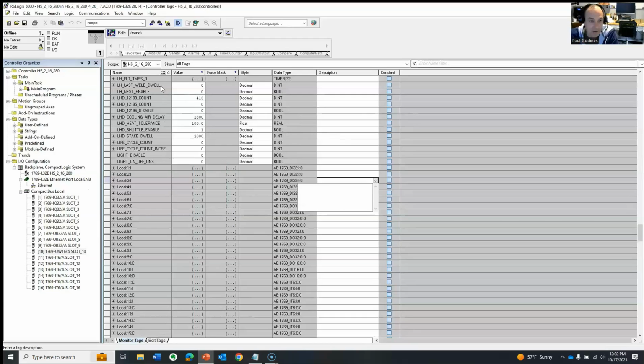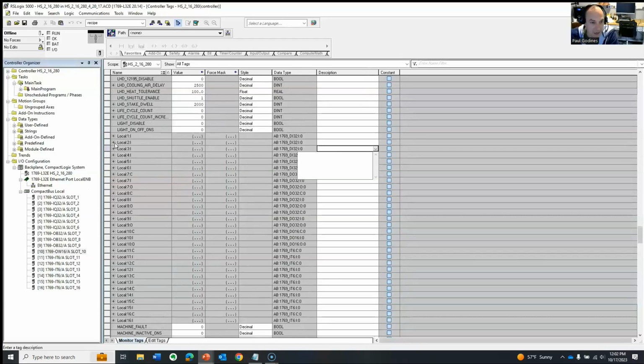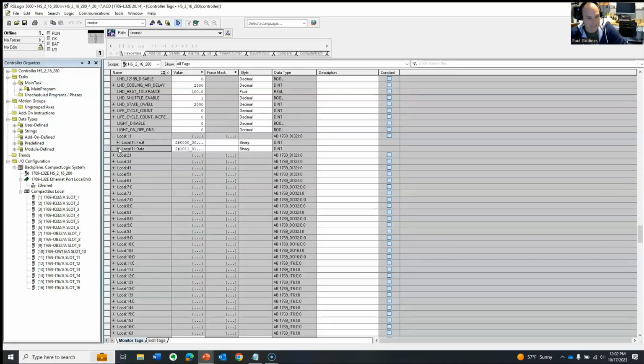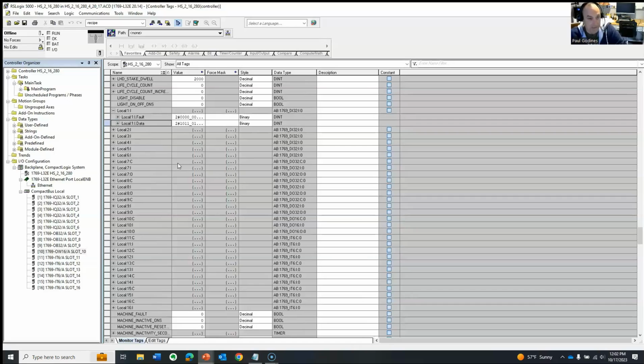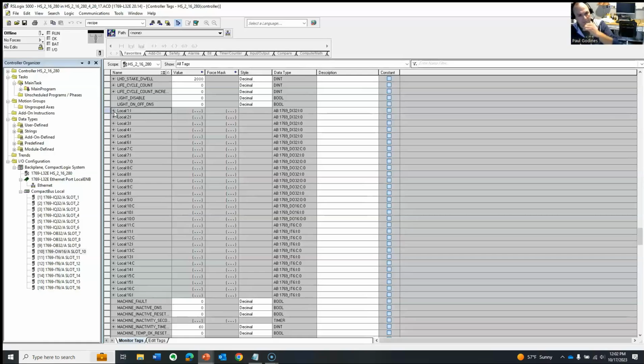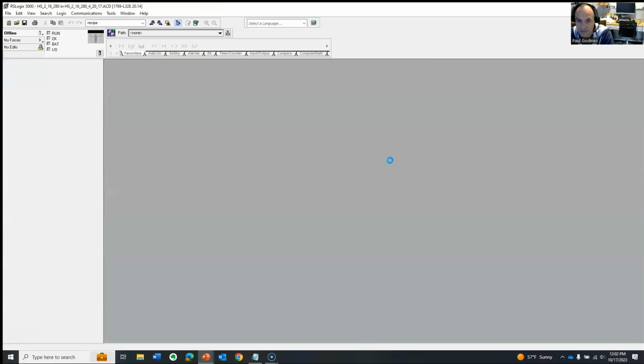And when we look in our tags, we see our local tags right here. Okay, this is very common. This is exactly what we would expect to see when looking at our tags in the tag structure, correct? Now, there's all kinds of hardware and configurations that we can use, but I wanted to start with something that we are very familiar with. Okay, now we're going to go ahead and close this.